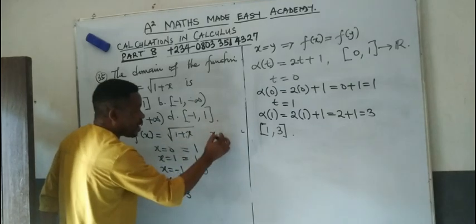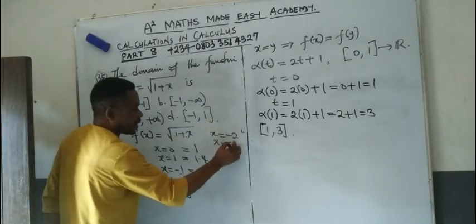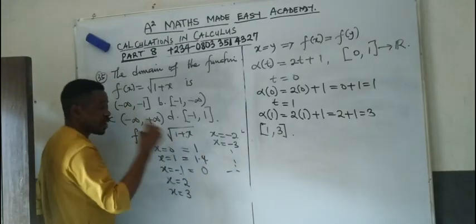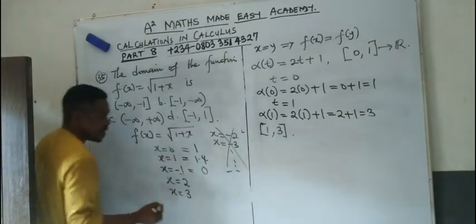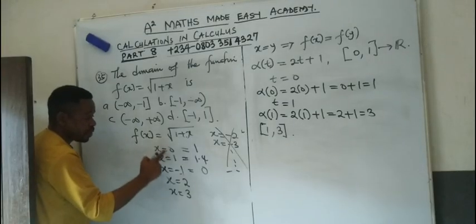But when x is minus 2, it will give you a negative square root. Minus 3 will give you a negative square root, and so on. All of them do not exist. Can you see that with this I've known the domain of this function?